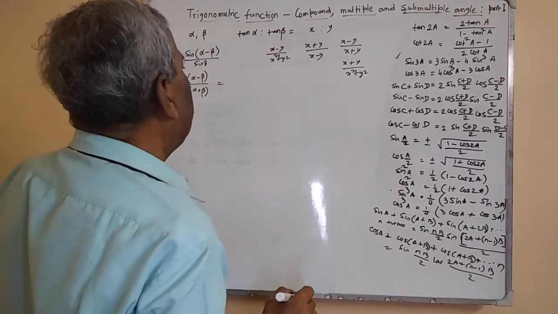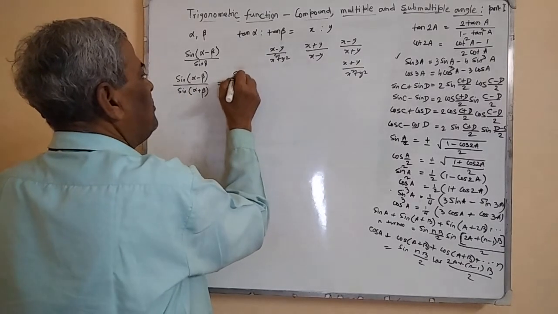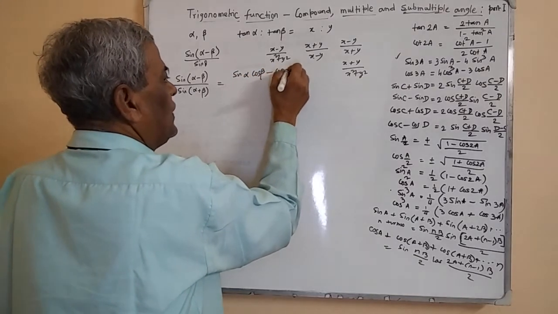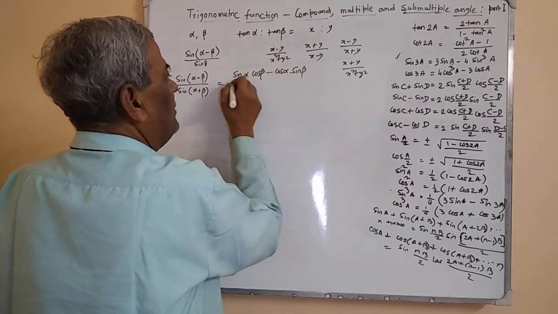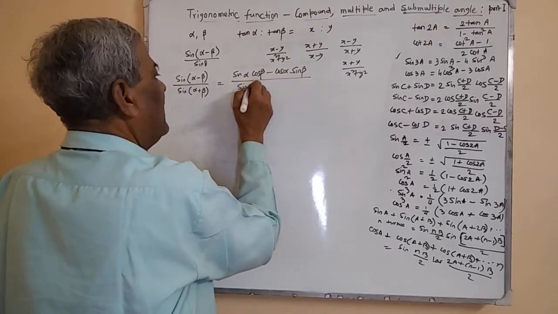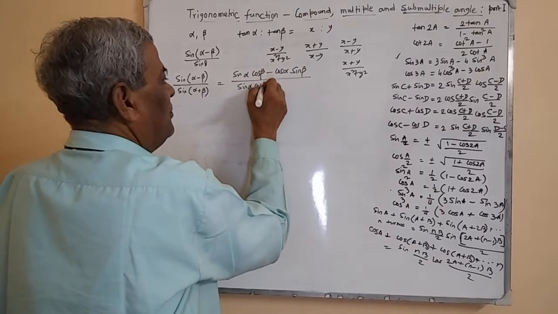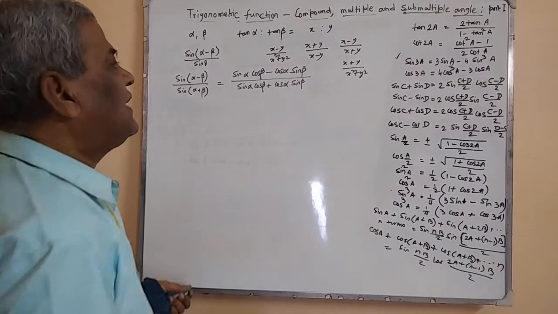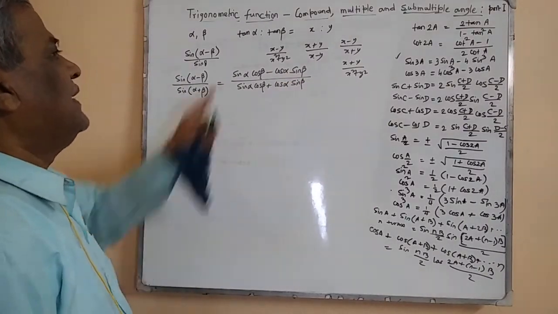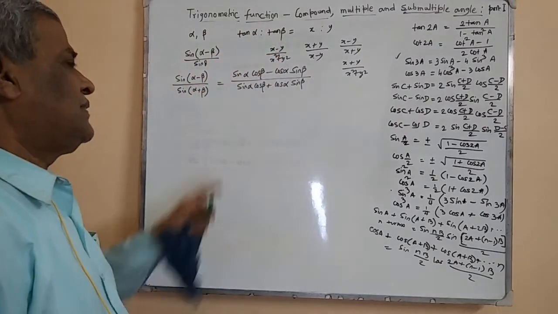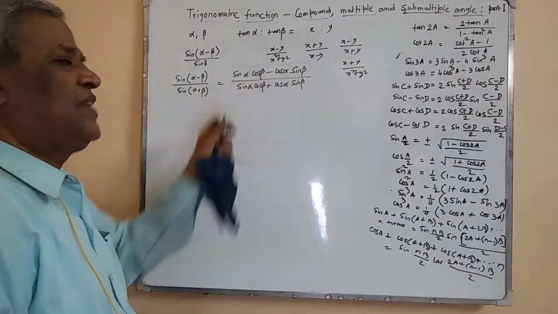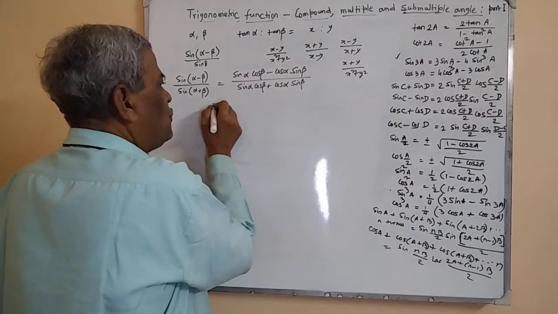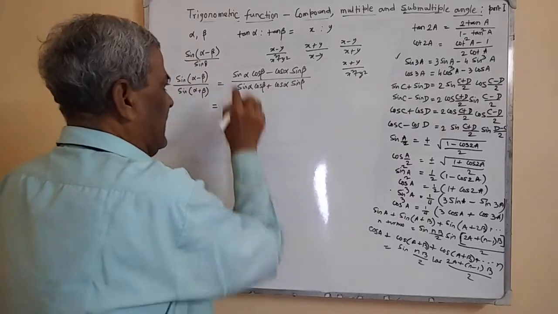Now using the formula of sine of a minus b, sine of a plus b, etc., we get sine alpha cos beta minus cos alpha sine beta by sine alpha cos beta plus cos alpha sine beta. As the answers are in terms of x and y, that is in terms of tan alpha and tan beta, try to express these things in terms of tan alpha and tan beta. For that purpose, you divide throughout by cos alpha and cos beta.